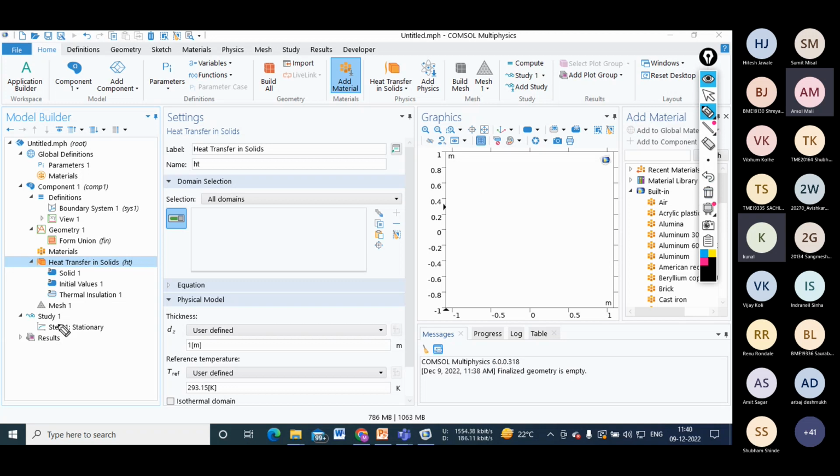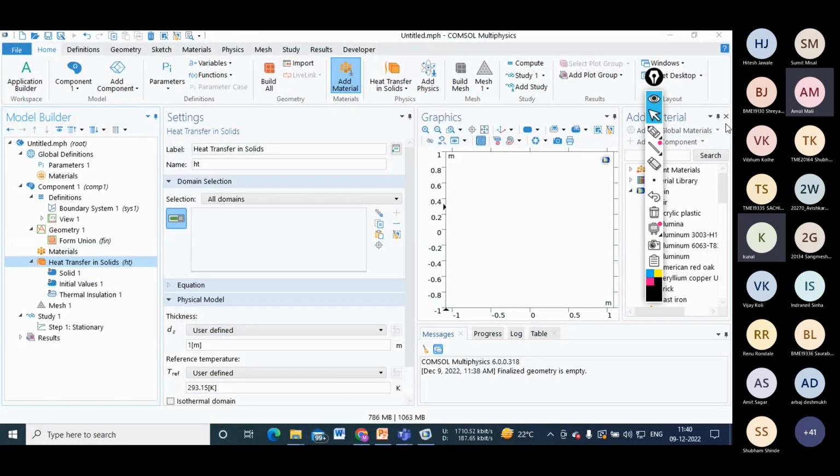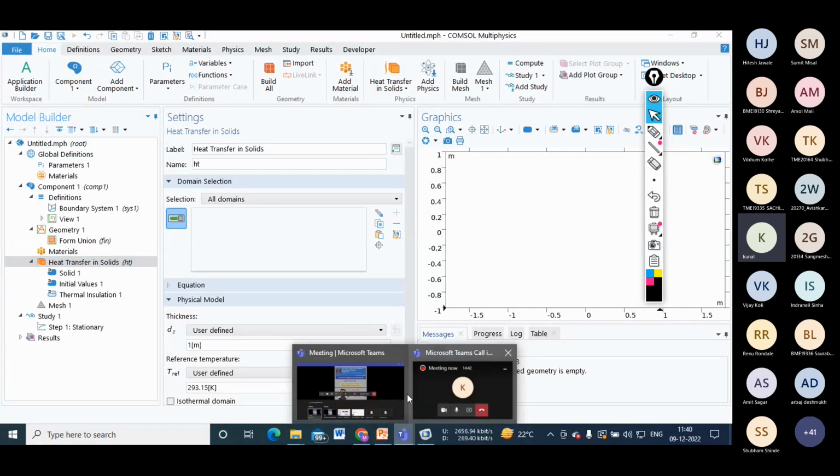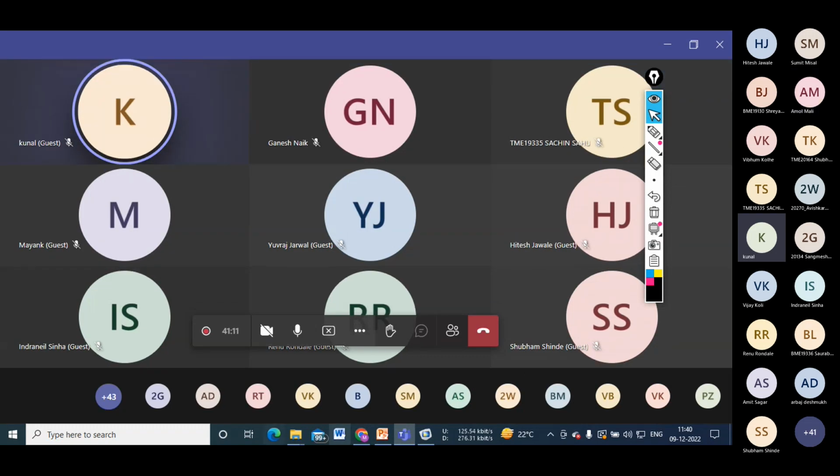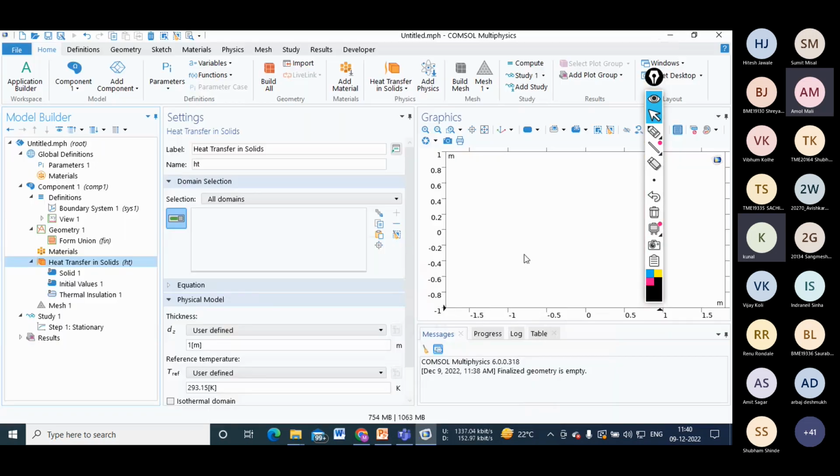And next to that, here you can see we have already taken the stationary study, and with the help of that stationary study we can solve the problem, okay. So I think you have understood the basic overview of the COMSOL Multiphysics window. Does anyone have a query regarding this? ठीक है, किसी को कुछ प्रॉब्लम रहेगा या कुछ आपको पूछना है तो यू कैन आस्क मी. So here you can see we'll start to solve the problem.